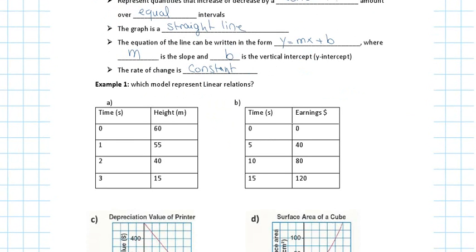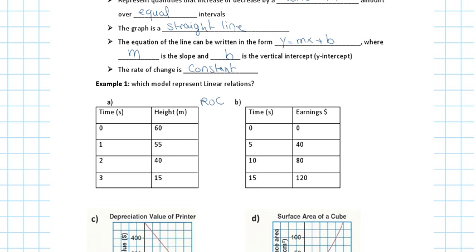If you have a table of values, which model represents a linear relation? How can you define linear relations? In a table of values, what do you have to do? y2 minus y1 over x2 minus x1, right? You can do the rate of change. And then if it's constant, then you know it's linear, right?